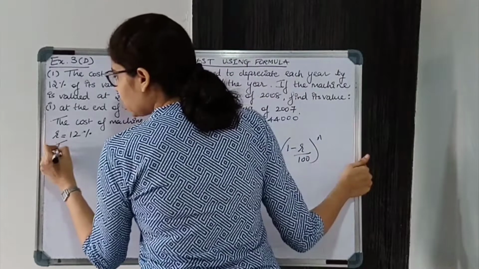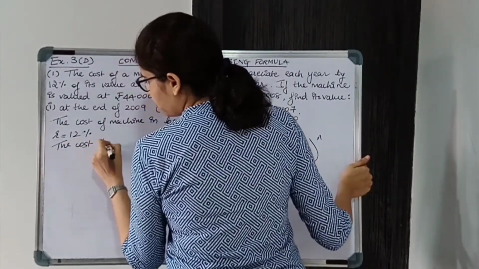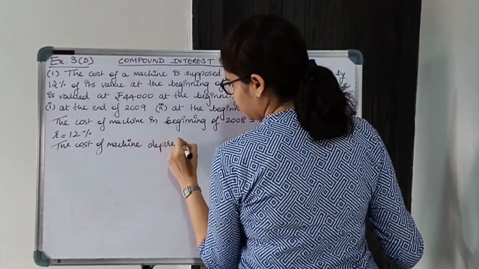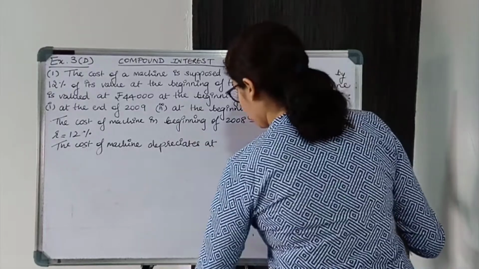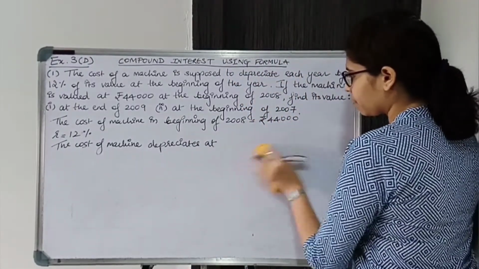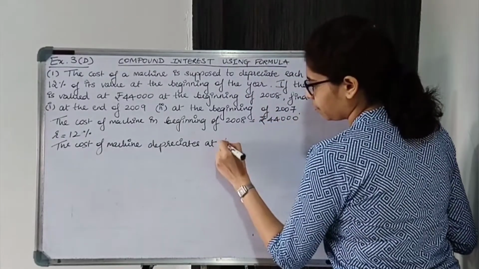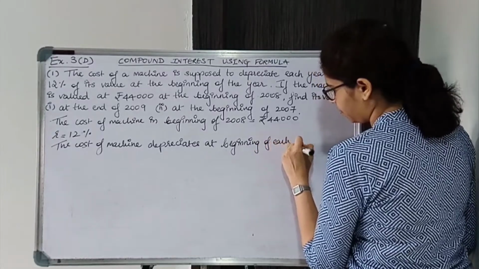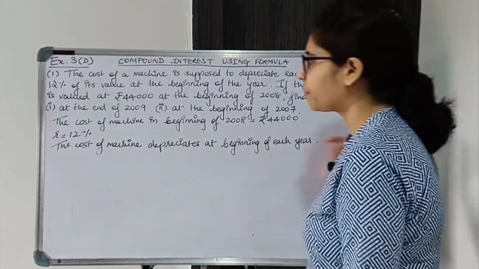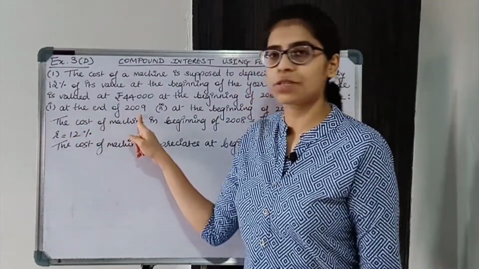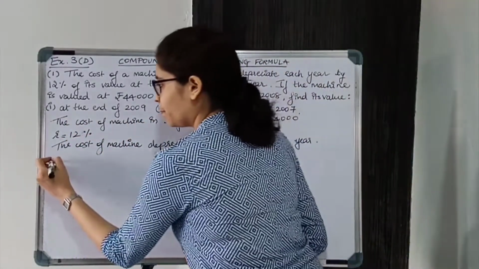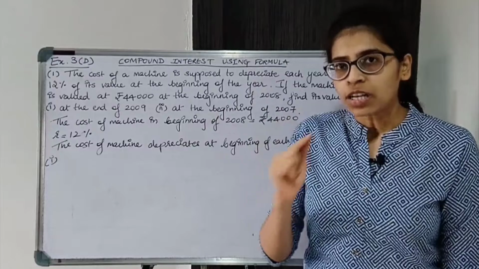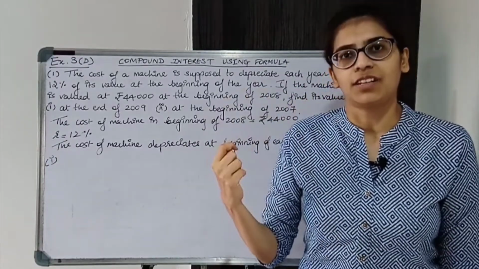So just write down: the cost of machine depreciates each year at the beginning of each year. So very, very important. Now we have to find the cost at the end of 2009. So focusing on the first part for now. The cost at the end of 2009. They have not asked the cost at the beginning of 2009.